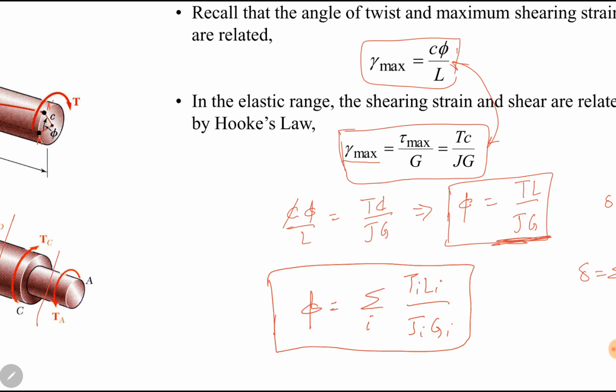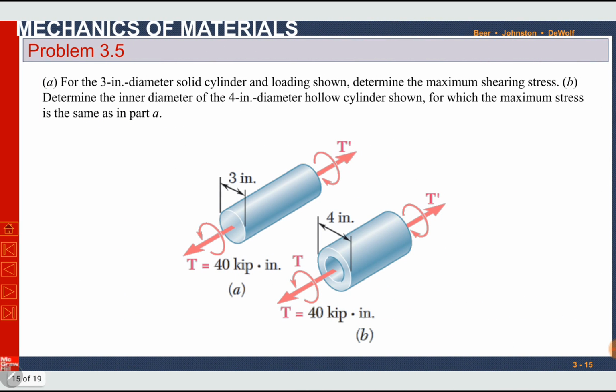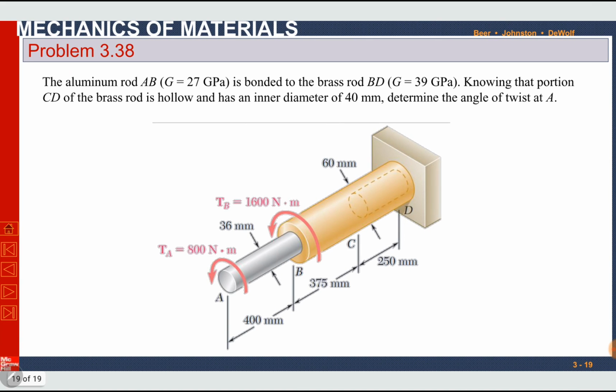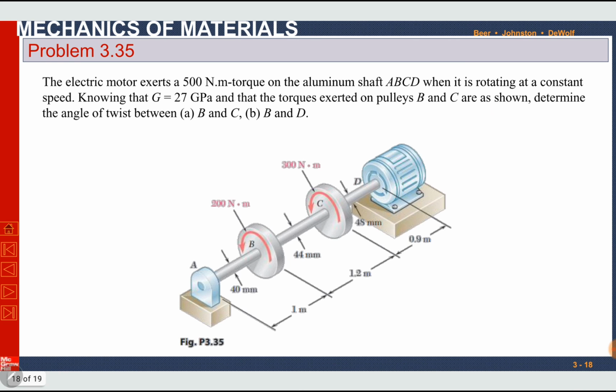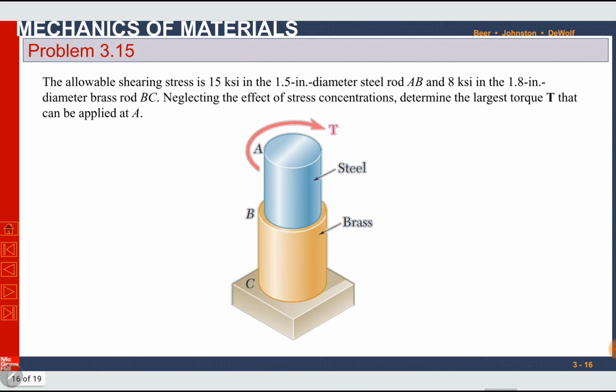I have chosen some numerical problems from the exercise of this chapter, which we will discuss in a separate lecture. The theory part of this chapter has ended at this topic. It is enough for our course at undergraduate level. From the next slide onward, I have chosen some numerical problems from exercises 3.5, 3.15, 3.25, 3.35 and 3.38. The last two, 3.38 and 3.35, are on the topic of angle of twist. So I will upload a separate lecture on the solution of numerical problems from the exercise.